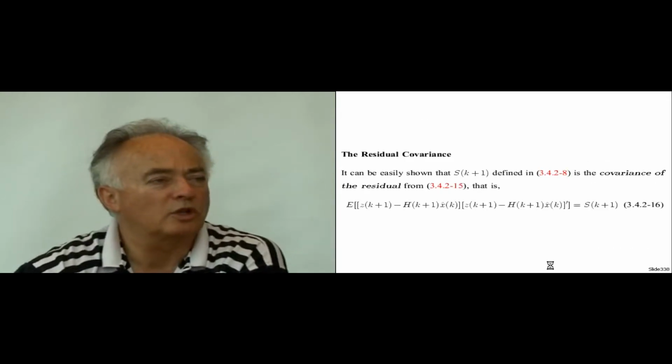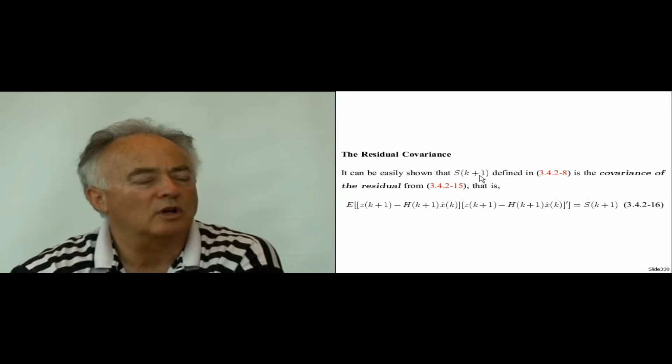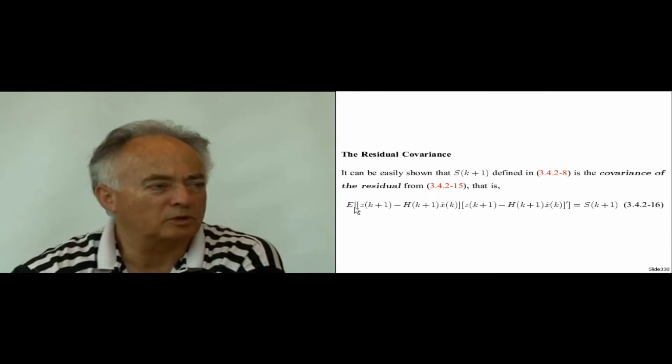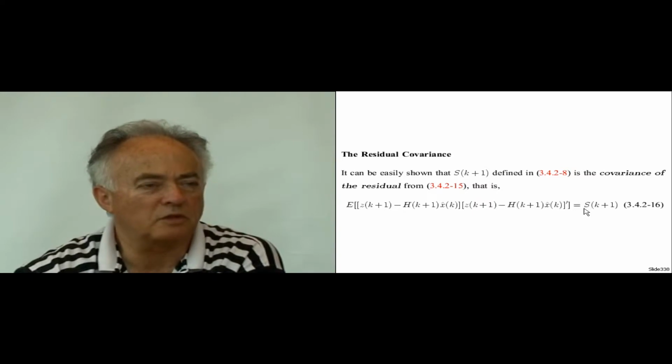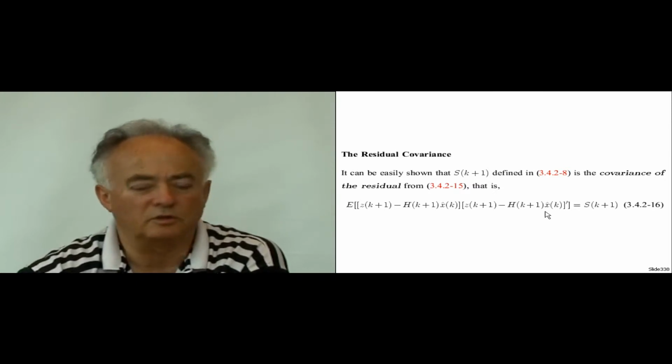Now, there was a term that was introduced, the S k plus 1, which was called the covariance of the residual. Now that we know what the residual is, we can look at the expected value of the product z k plus 1 minus H k plus 1 x hat k times itself transposed, and it can be very easily shown that this is what we defined as S k plus 1. This is an exercise that I highly suggest you go through.